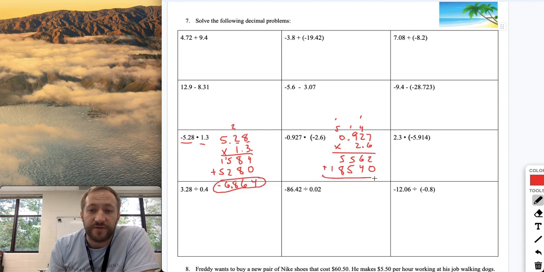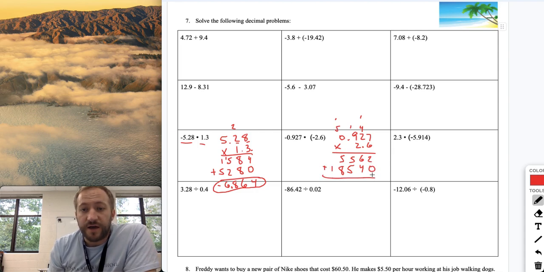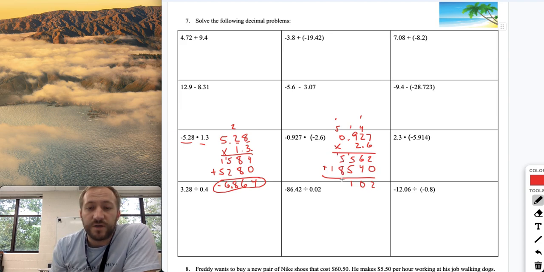Now I get to add these up. 2 plus 0 is 2. 6 plus 4 is 10, carry the 1. 5 and 5 is 10, plus 1 is 11, carry the 1. 8 plus 5 is 13, plus 1 is 14, carry the 1, and 2.